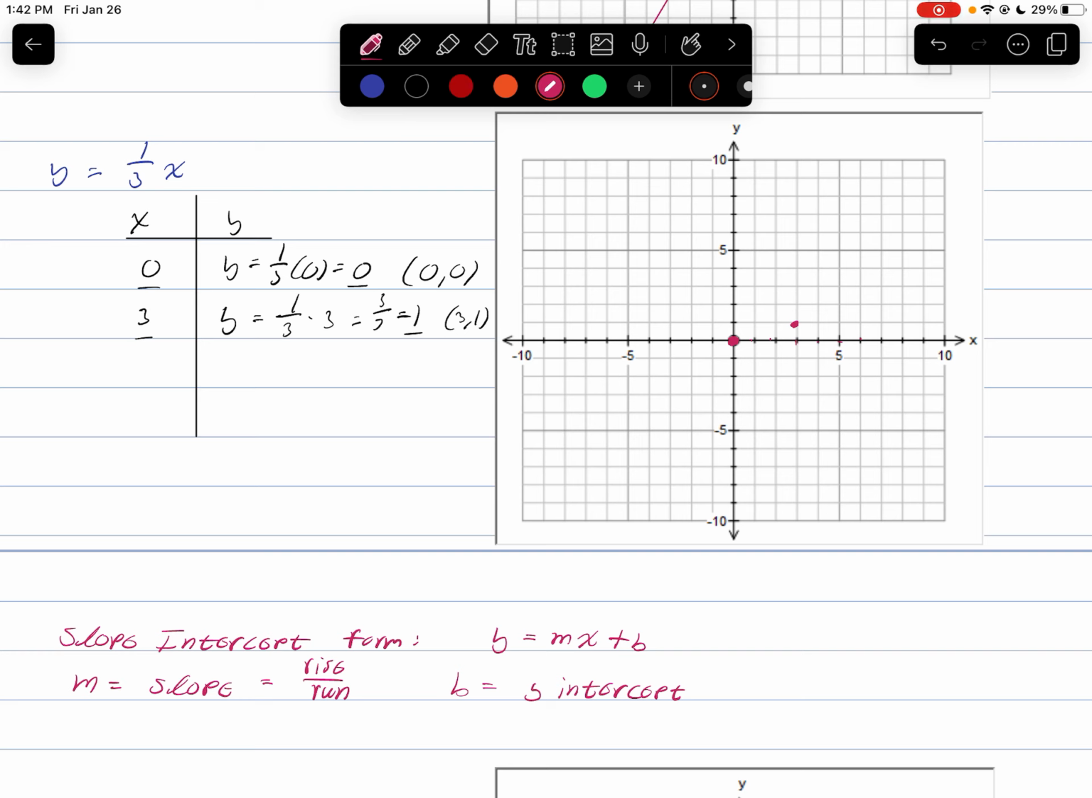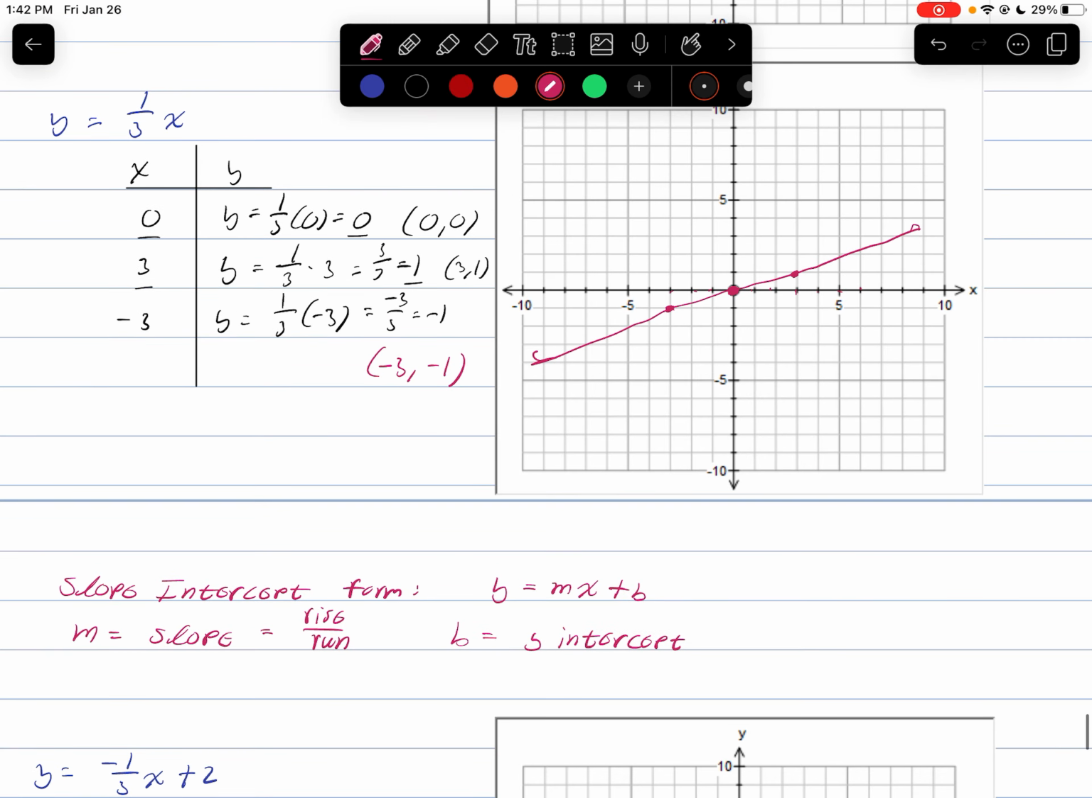Okay, and we can also do negative versions of this as well. So let's try maybe -3. So we'd have y equals 1/3 times -3, which is going to give us -3/3 or -1. So we would have the point (-3, -1). So here we would go to the left 3, and we go down 1. And now that we have 3 points, you can very easily see what the basic shape of our graph is going to be.